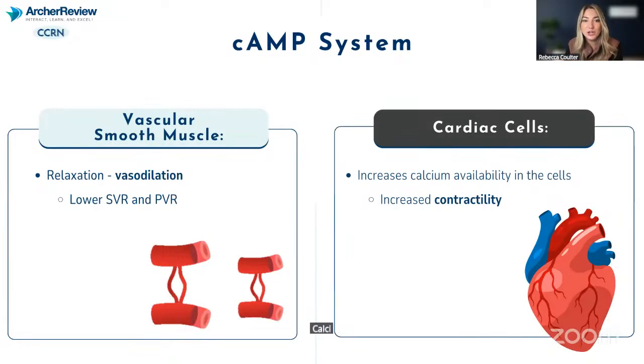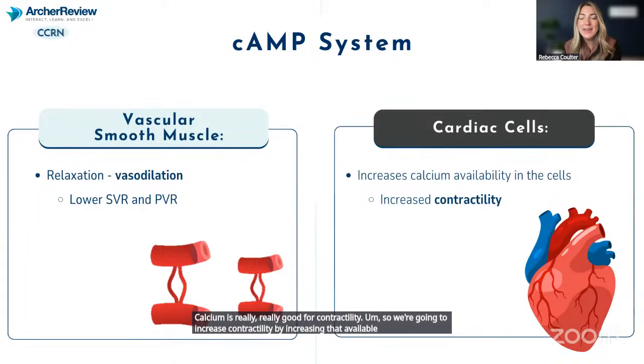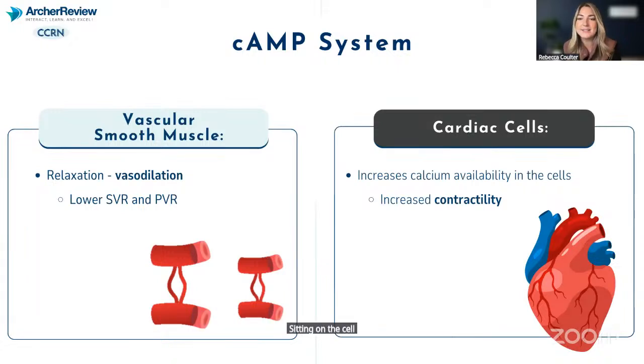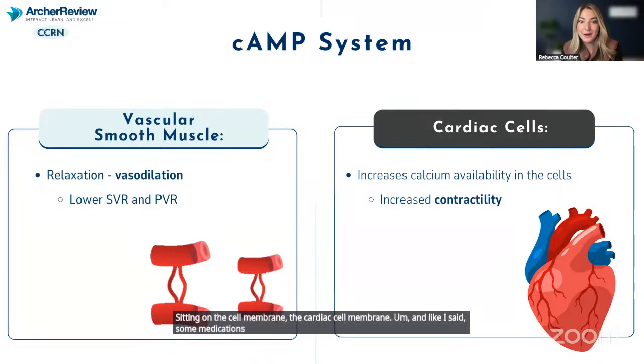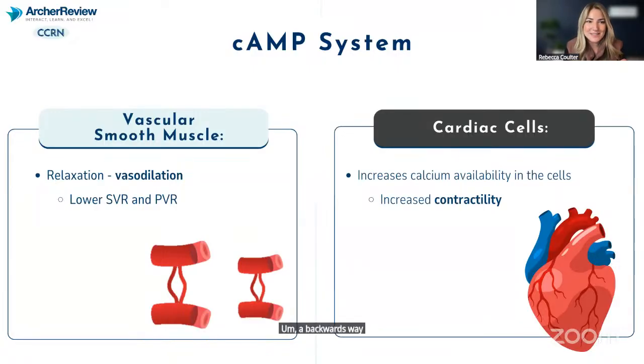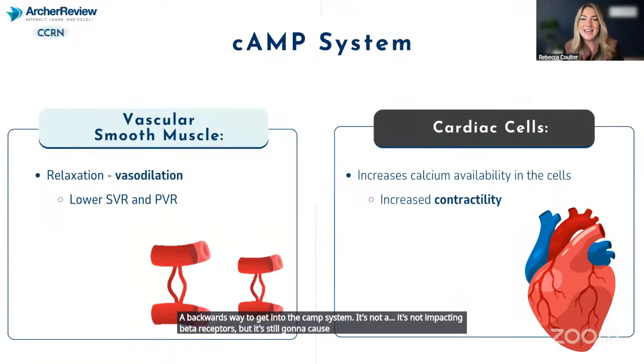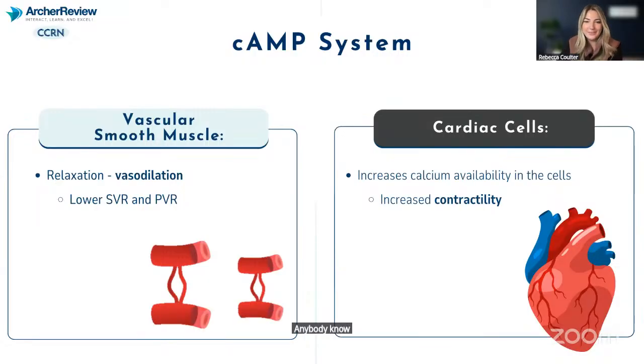Calcium is really, really good for contractility. So we're going to increase contractility by increasing that available calcium sitting on the cardiac cell membrane. And like I said, some medications, we're going to get there, but does anybody know what medication can take a backwards way to get into the cAMP system? It's not impacting beta receptors, but it's still going to cause this calcium increase in the cells.